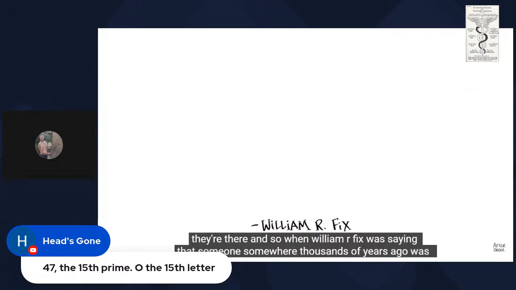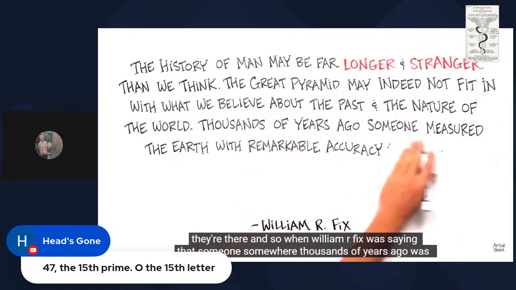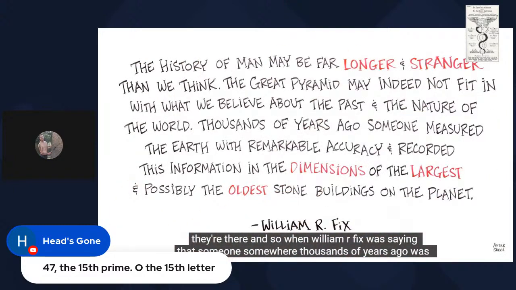They're there. And so when William R. Fix was saying that someone somewhere thousands of years ago was able to measure the Earth with great precision, I haven't, of course, elaborated upon all the details of this. I'm trying to give you the overall picture of how it might have worked.